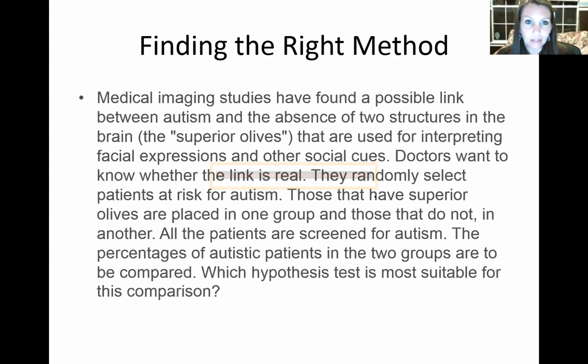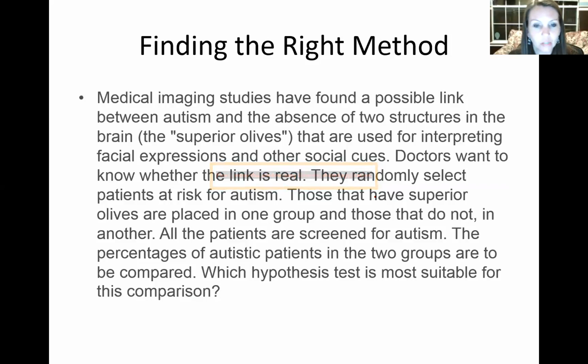All right, medical imaging studies have found a possible link between autism and the absence of two structures in the brain, the superior olives, that are used for interpreting facial expressions and other social cues. Doctors want to know whether the link is real. They randomly select patients at risk for autism. Those that have superior olives are placed in one group and those that do not in another. All the patients are screened for autism. The percentages of autistic patients in the two groups are to be compared. Which hypothesis test is most suitable for this comparison?